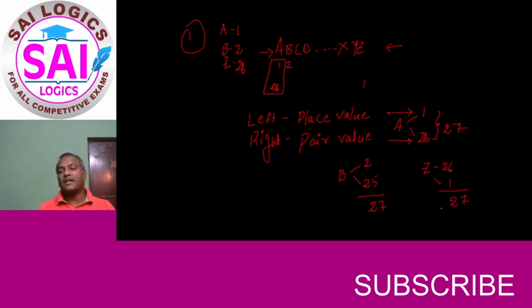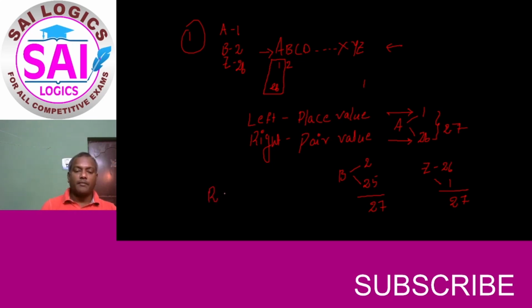So it is clearly understood that each and every alphabet will have two values, one from the left hand side and one from the right hand side. The left hand side value is to be called the place value and the right hand side value is to be called the pair value. If you add these two values, the total will become 27.